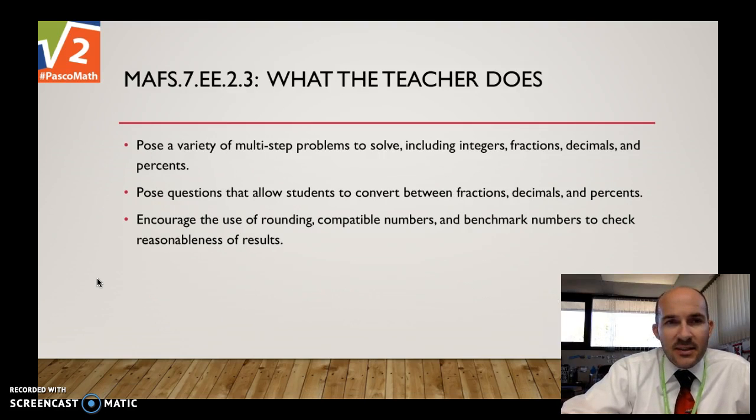So some things you can do as a teacher. You need to pose a variety of multi-step problems to solve, including problems with integers, fractions, decimals, and percents. The percent part will be for Unit D. Pose questions that allow students to convert between fractions, decimals, and percents, and encourage the use of rounding, compatible numbers, and benchmark numbers to check for reasonableness of results. So as math people, we always say we need to check for reasonableness, and the standard is actually calling it out, like, yes, you do.